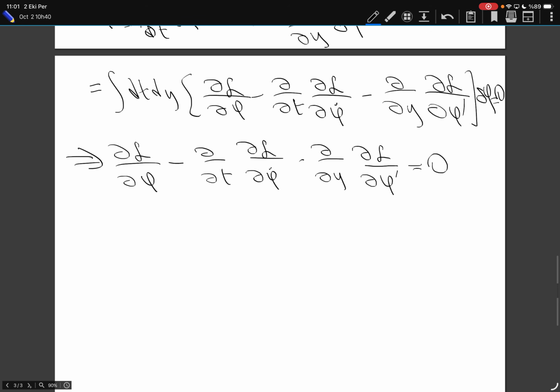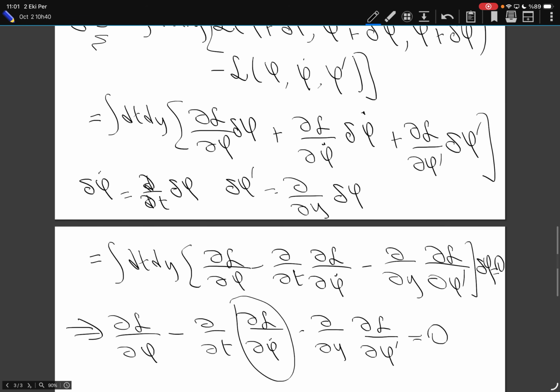There is a point which sometimes gets confusing for students. For example, when taking this derivative, I am assuming that phi dot is independent of phi and phi prime. But here I kind of related them already. There's nothing wrong, just make sure that you pay attention to your conventions.